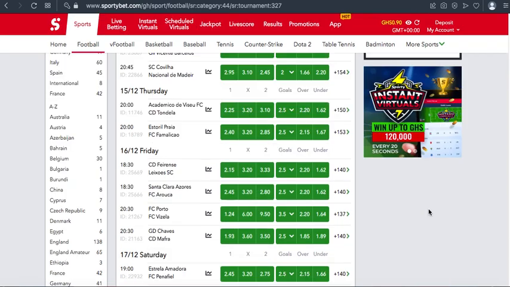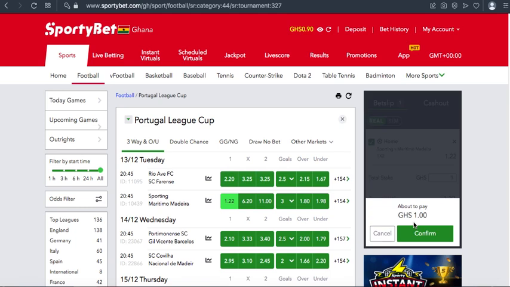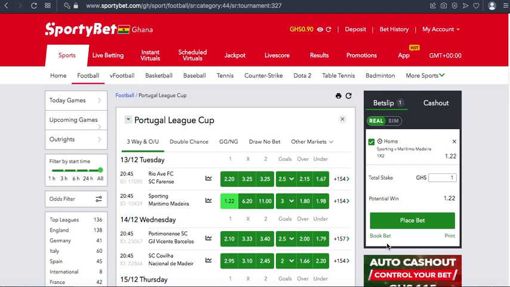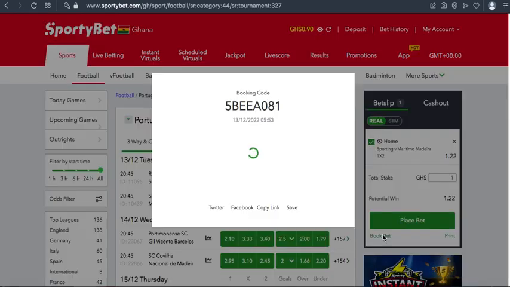Maybe someone would like to stake 100,000 and earn 2,000 on it. So I'll give you the booking code for Sporting to win, in case someone wants to choose Sporting in a slip.